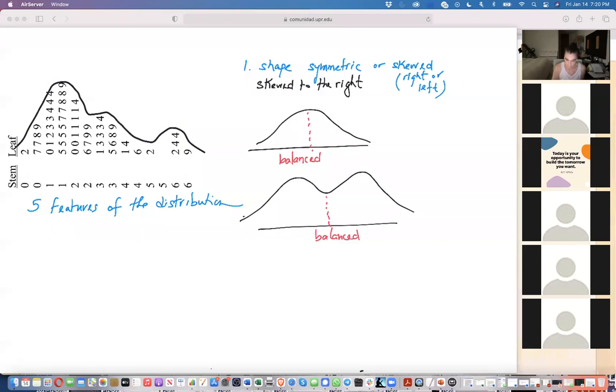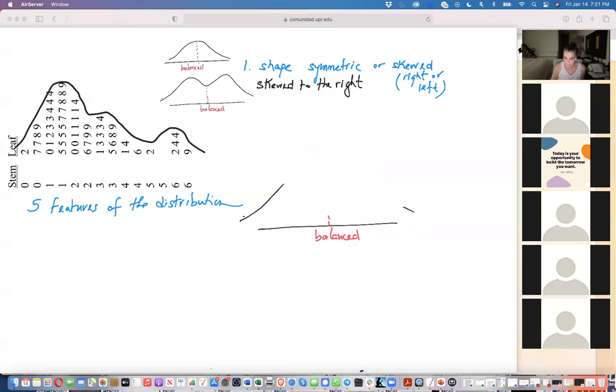I'm gonna move that here to remind you. So that's the first thing. Now that we have the shape, and you have to do it in this order, because once you have the shape, you can go into the second feature. The second feature is the center.